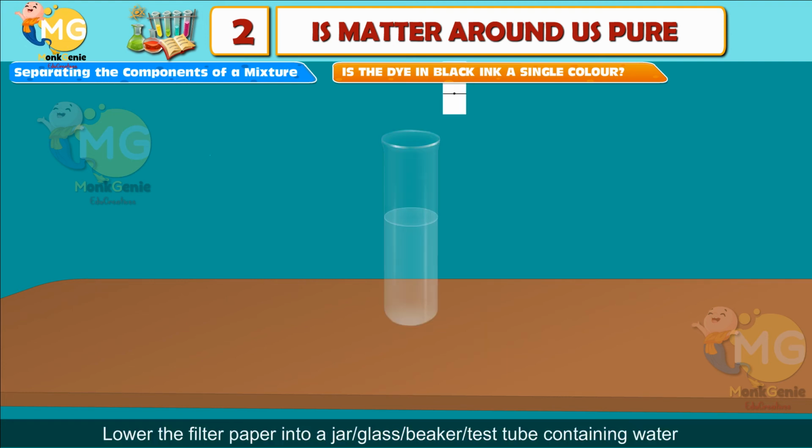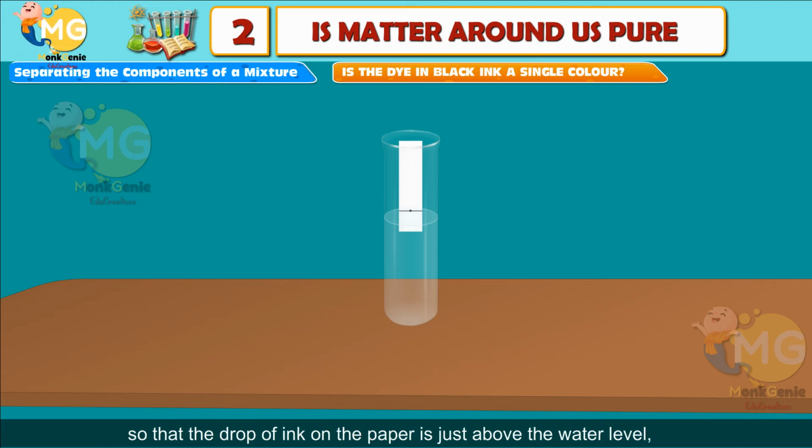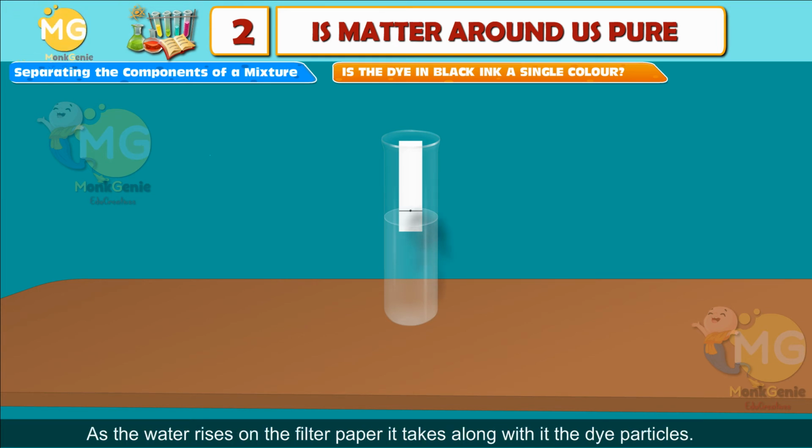Lower the filter paper into a jar or glass or beaker or test tube containing water so that the drop of ink on the paper is just above the water level, as shown, and leave it undisturbed. Watch carefully as the water rises up on the filter paper. The ink that we use has water as the solvent and the dye is soluble in it. As the water rises on the filter paper, it takes along with it the dye particles.